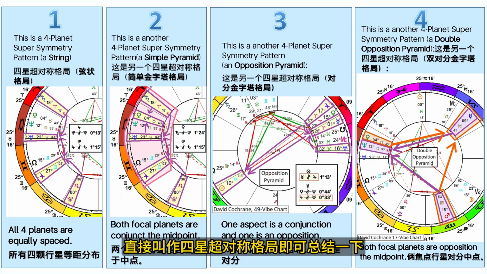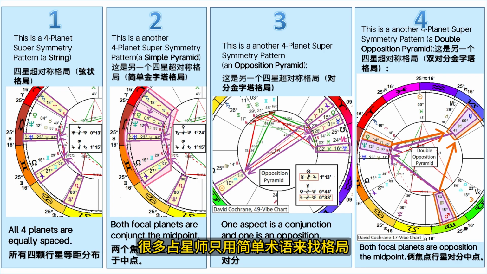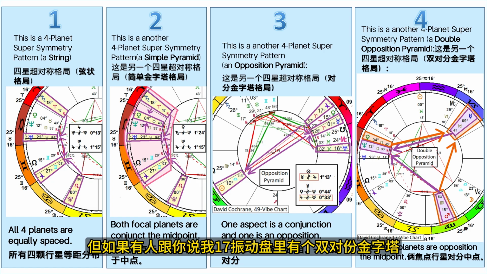So again, to summarize, all 4 of these chart wheels are 4-planet supersymmetry patterns. You do not have to get into the very specific language. You know what some astrologers are doing is they use the simple language to find things, because maybe, especially if you're a beginner in this, you don't want to get overloaded. But if somebody says to you, I have a double opposition pyramid in my 17 vibration chart, you know what they're saying. So you want to develop facility so that you understand these terms as soon as they're said.